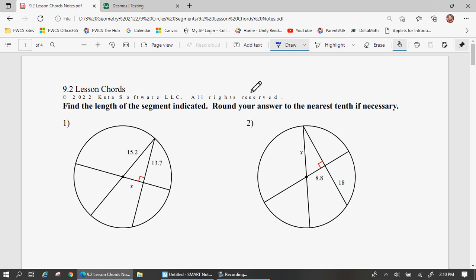Chords are special segments like this segment that exist inside of a circle. They start and end on the circle like that one does. Diameters that go through the center, they're chords. They're just special chords because they go through the center.